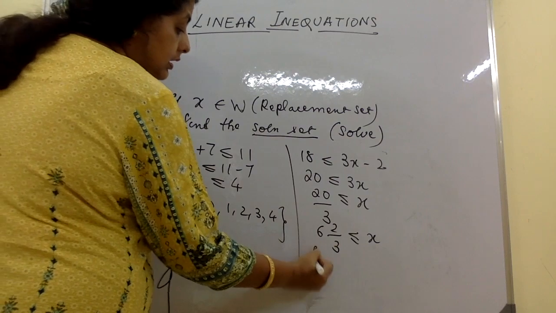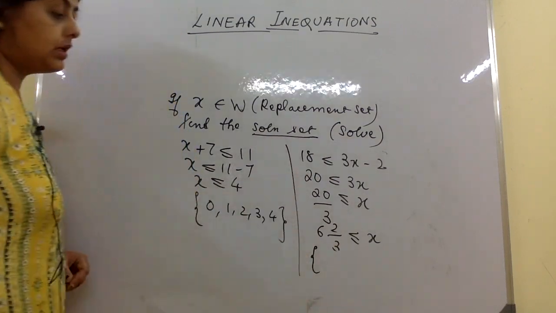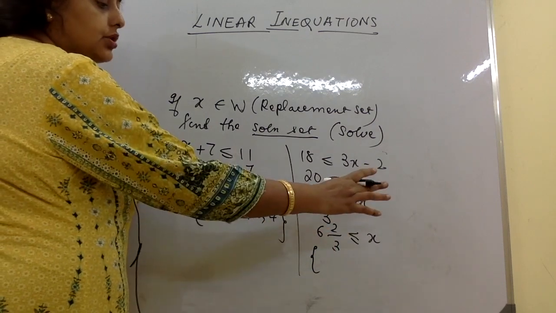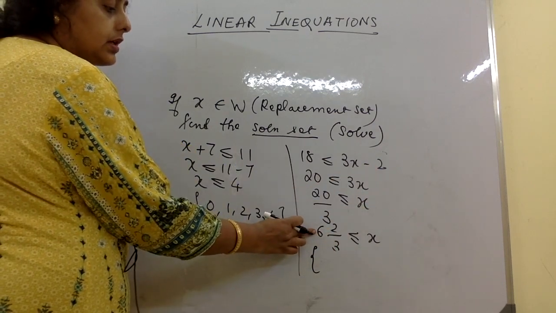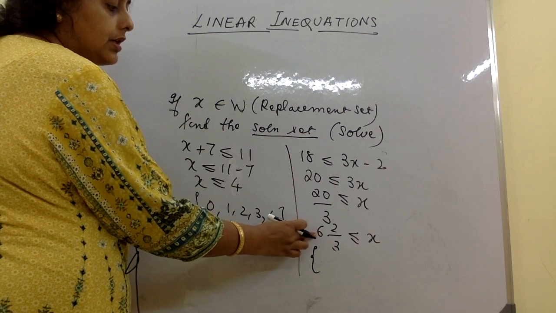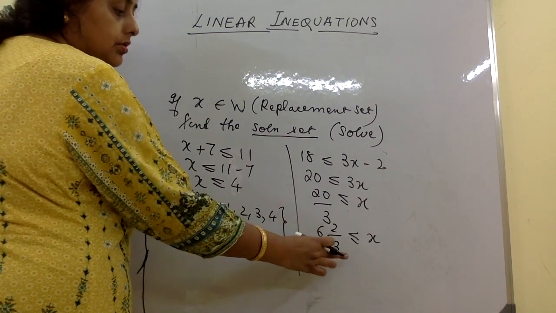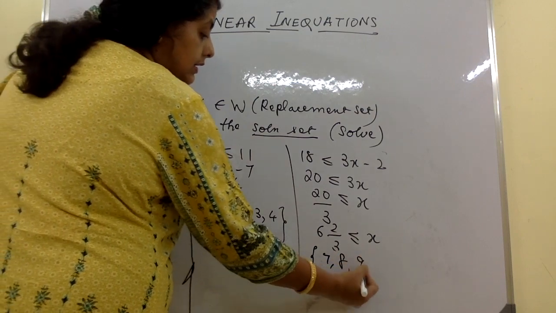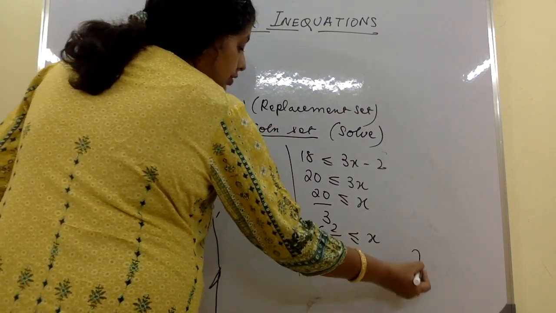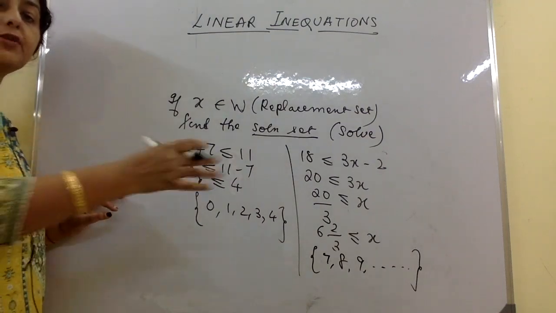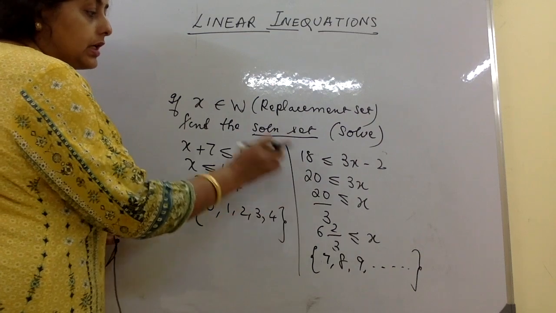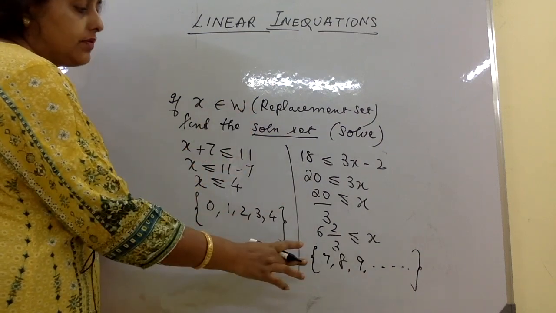So here again, I'll have to start with my solution set. x is greater than or equal to 6 2/3, so it cannot take 6. It is not equal to 6 2/3. So the next whole number is 7 and then 8 and then 9, comma, dot dot dot, which means it goes till infinity. So this is my solution set if the replacement set is the set of whole numbers.